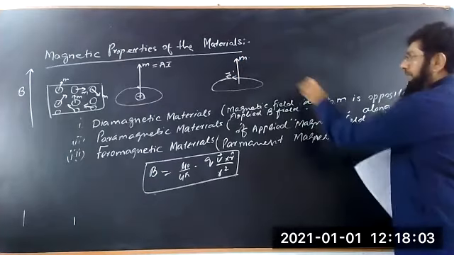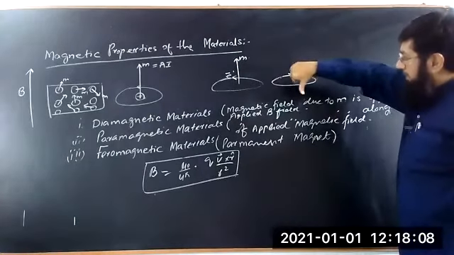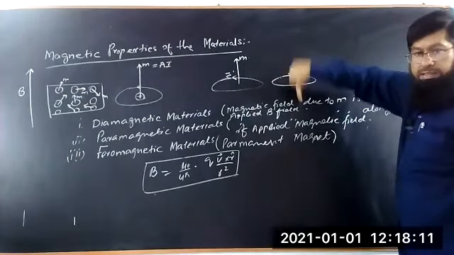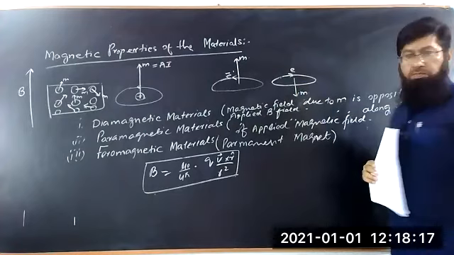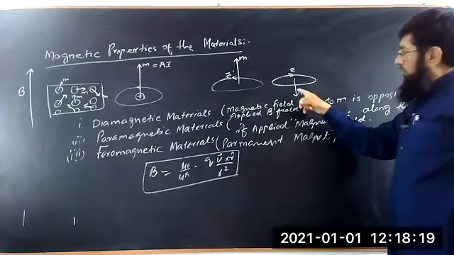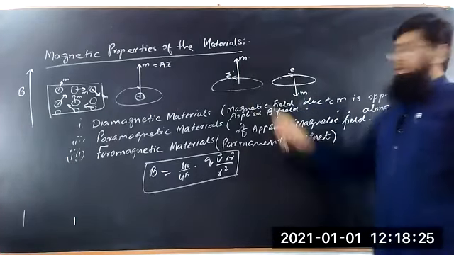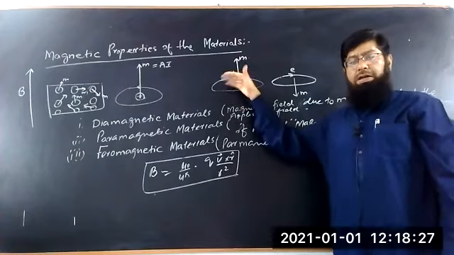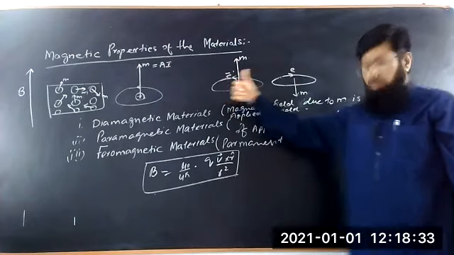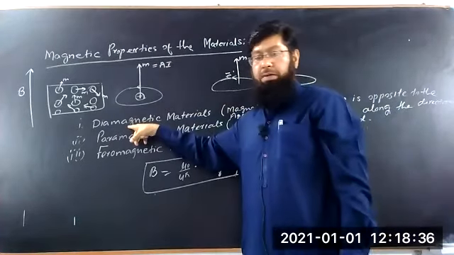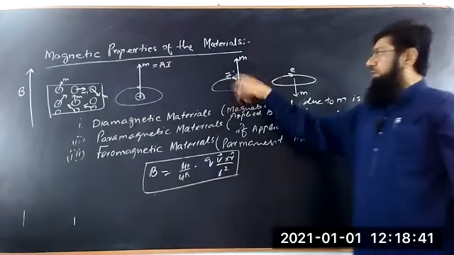But if the motion of the charge is clockwise, the direction of the magnetic dipole moment is downward. So M is in this direction. Here, you know that the electron has two kinds of motion. One is that the electron is orbiting around the nucleus, so we call it the orbital motion. The diamagnetic and paramagnetic properties of the material are because of the electron's orbital motion.